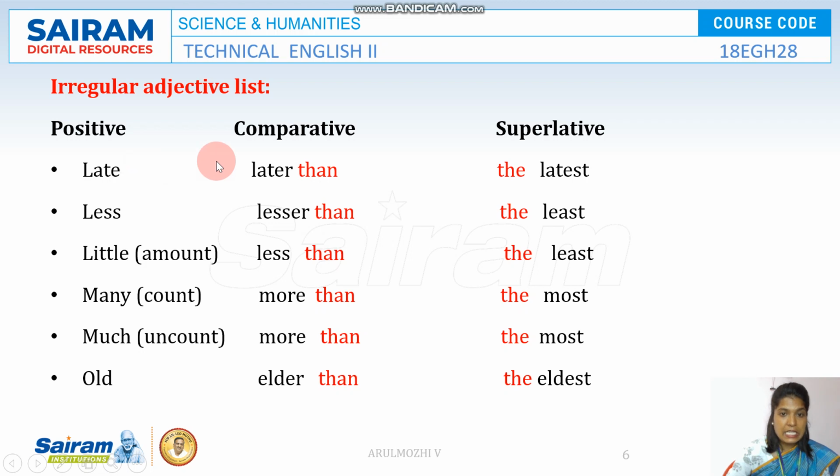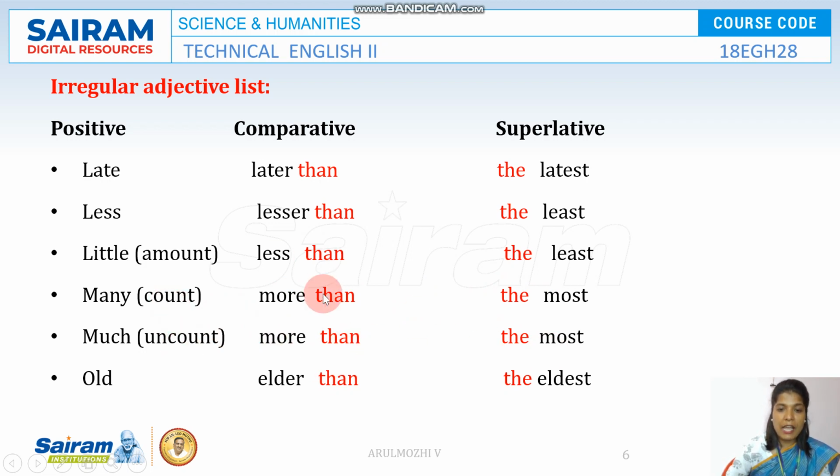They are late, later than, the latest. Less, lesser than, the least. So less is always used for uncountable nouns. Okay, little, less than, the least. Again, little is also used for uncountable nouns. Many, more than, the most. Much, more than, the most.